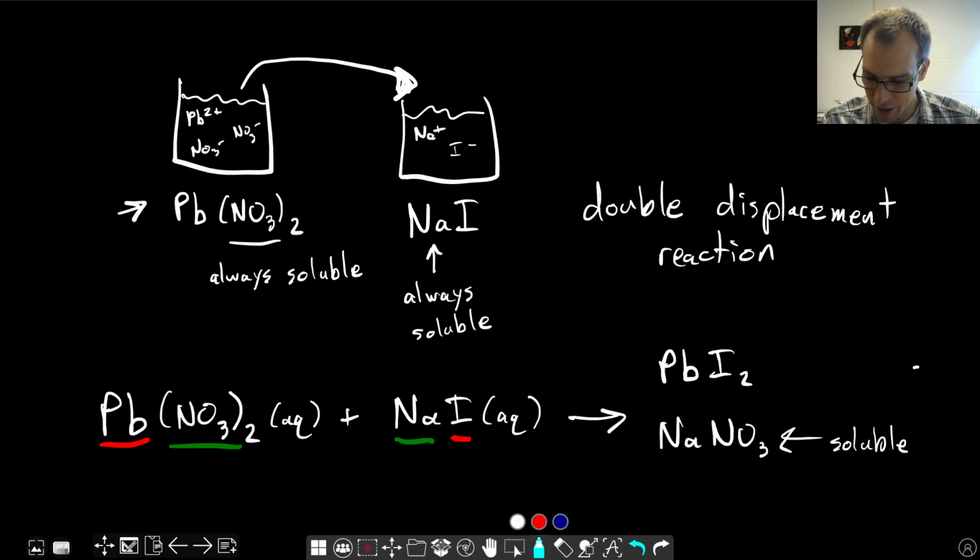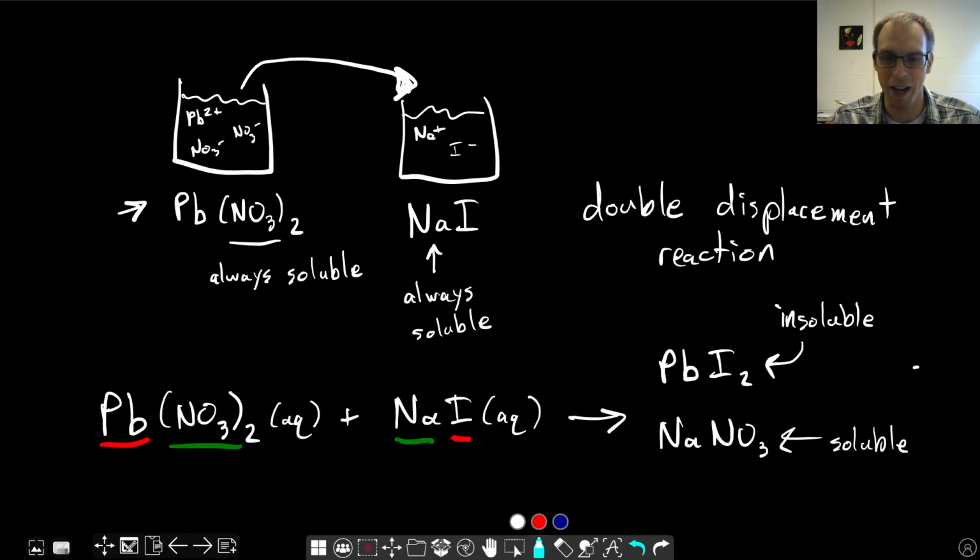On the other hand, our lead iodide, if we look at our solubility rules, again, we don't have anything specifically for lead, but for iodide, almost all iodides are soluble, except lead is one of our exceptions. And if we go there, we'll see that this compound is insoluble. So what's going to happen when we mix these together is that the lead and iodide ions will find each other, they'll combine and form a solid, and that will precipitate and fall out of the solution.